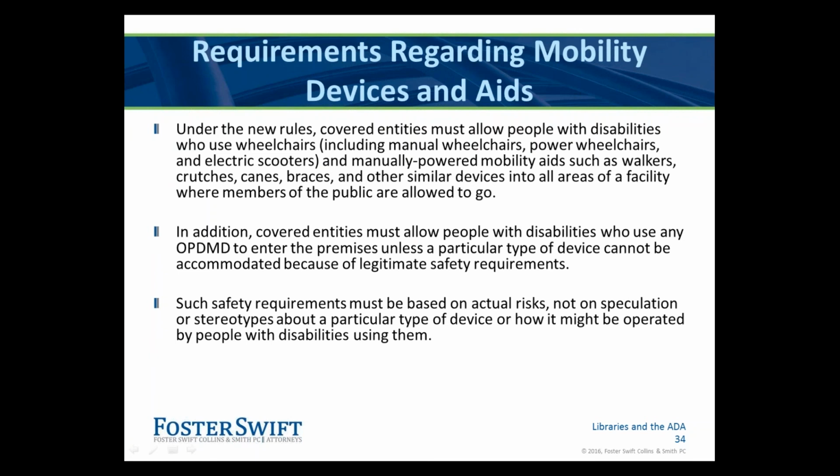So under the new rules, covered entities must allow people with disabilities who use wheelchairs and manually powered devices into all areas of the facility where members are allowed to go. So if you have a situation where someone wants to bring a Segway into the library, first of all, they have to be a person with a disability. You can't just allow anyone to bring a Segway into the library. But if a person with a disability brings a Segway into the library, and the library can accommodate it, for example, they've got wider areas, you have to allow it in the same way you would allow a wheelchair or a scooter, okay? And the safety requirements have to be based on actual risks, not on speculations, okay?